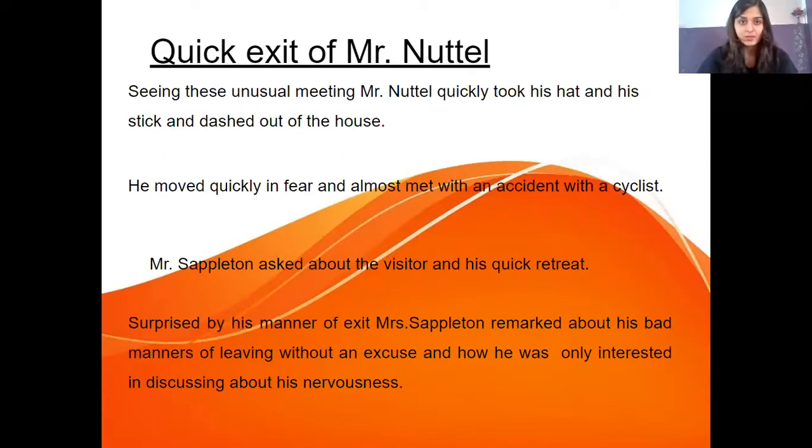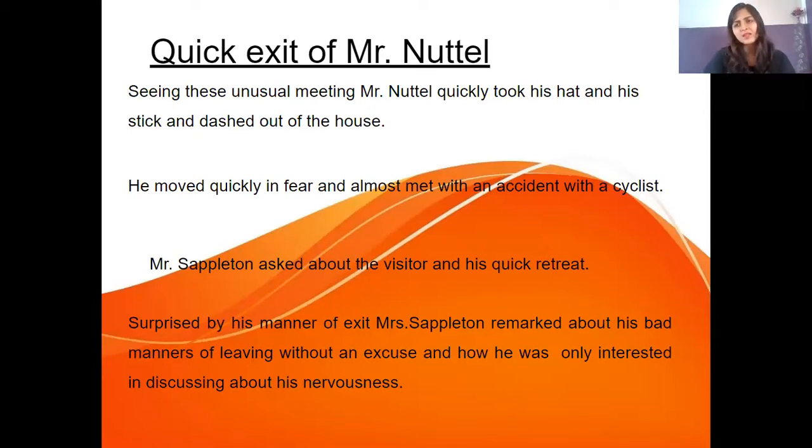So quick exit of Mr. Nuttall. Looking at all this, Mr. Nuttall could not help. He was so scared that he took his hat and his stick and he ran and ran. He ran so fast that he actually dashed and met with an accident with a cyclist.